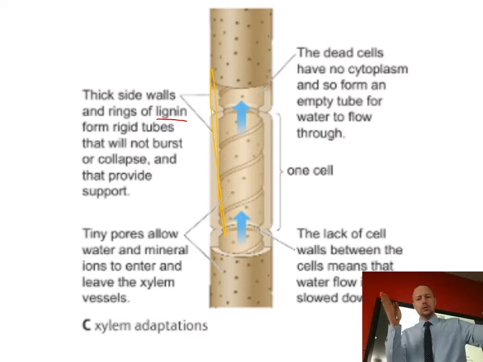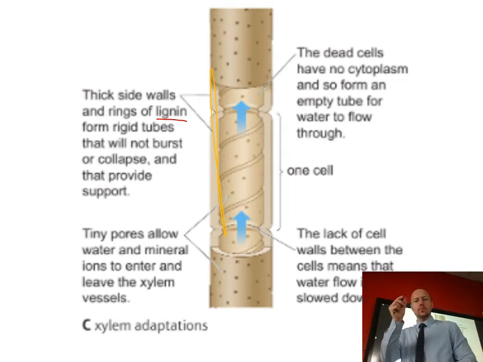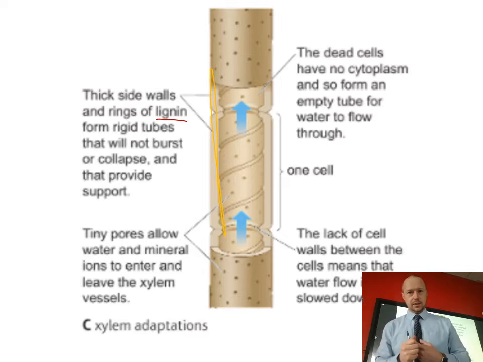So the cell wall is really tough. Why is it tough? Because it's made of cellulose and this new chemical called lignin. Why does it need to be? Because it's basically a straw, and if that straw collapsed, water wouldn't be able to get through and the top of the plant would die. Why is water so important? Because it's one of the reactants in photosynthesis.